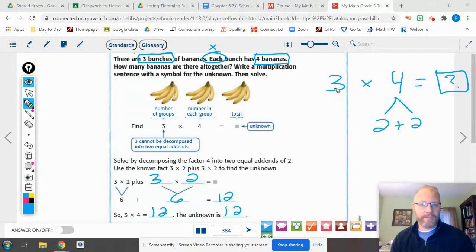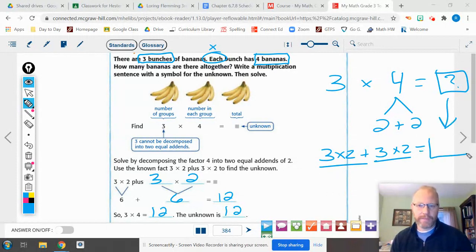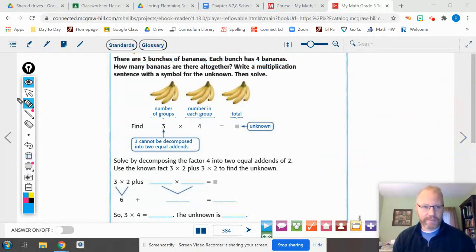We can't break 3 down because it's an odd number, but we can break 4 down. So we break 4 down into 2 plus 2. Now instead of 3 times 4, we have 3 times 2 plus 3 times 2. We have 3 times 2 twice because we broke the 4 down twice. So that would equal the same. These are going to be the same answer, the unknown, because 4 is 2 plus 2. Hopefully that makes some sense to you. If not, bear with us. We're going to keep going.